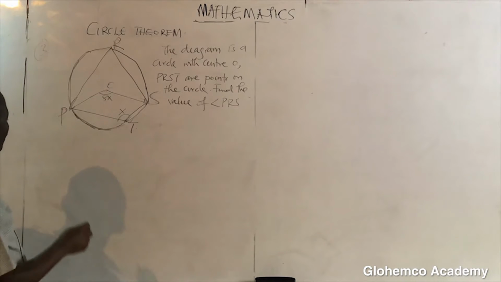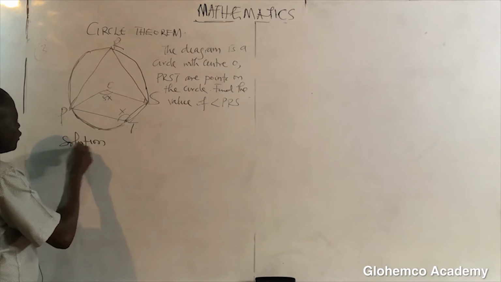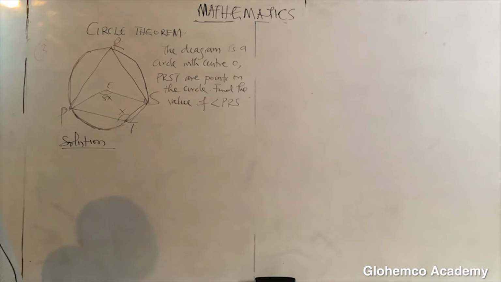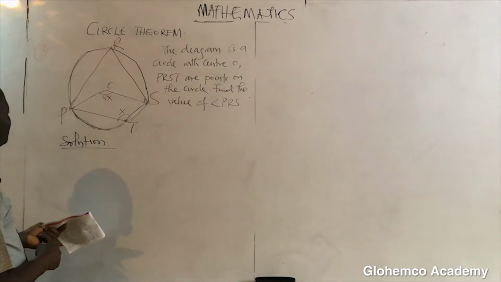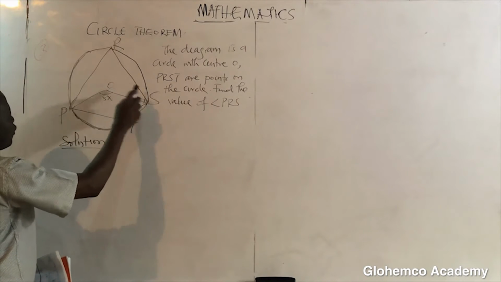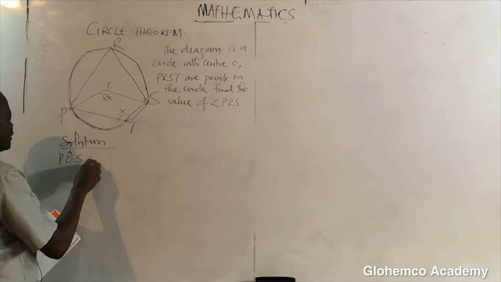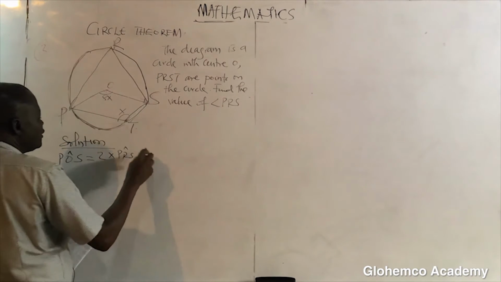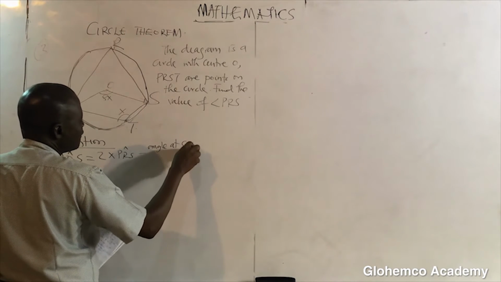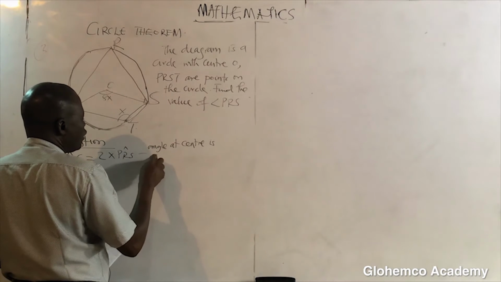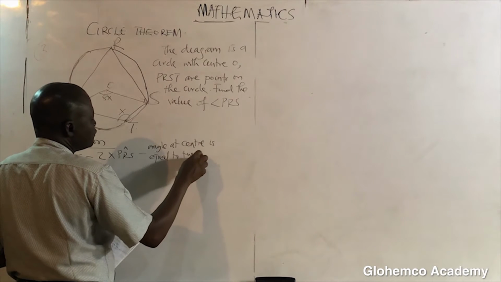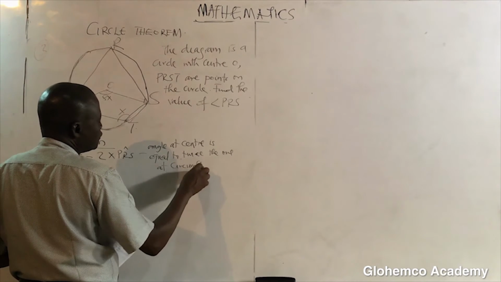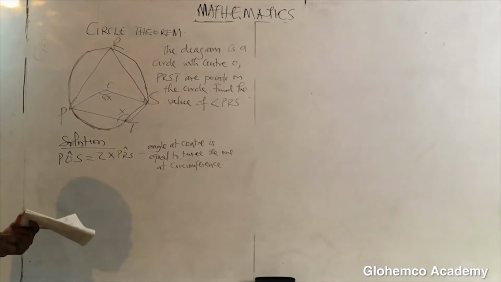The first theorem that I have explained to you earlier on is that angle at center is equal to 2 multiplied by the one at the circumference. Which one is angle at center? The angle at center is POS. POS is equal to 2 multiplied by PRS. PRS is the angle at circumference. The angle at center is twice the one at circumference. That's the first theorem that I've proved to you.